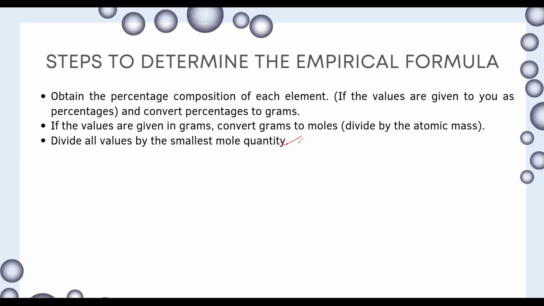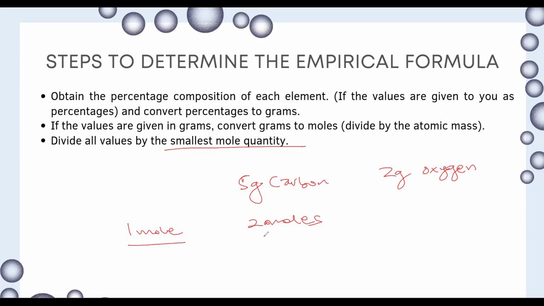Divide all values by the smallest mole quantity. Good. So for instance, let's say you have 5 grams of carbon and then 2 grams of oxygen. By the time you obtain the number of moles, let's say carbon is now 1 mole, and then oxygen is 2 moles. The next rule says you are going to divide by the smallest mole quantity. Between 1 mole and 2 moles, 1 mole is smaller. So you are going to now divide all through by 1.